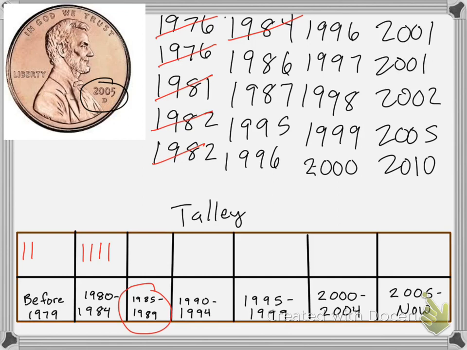1985 to 1989 is next. So we have 1, 2. Just 2 made in those years. Okay, 1990 to 1994, I actually don't have any in those years, so this is just going to be 0. Okay, the next one is 1995 to 1999. So we have 1, 2, 3, 4, 5, 6. We have 6 pennies between those years.